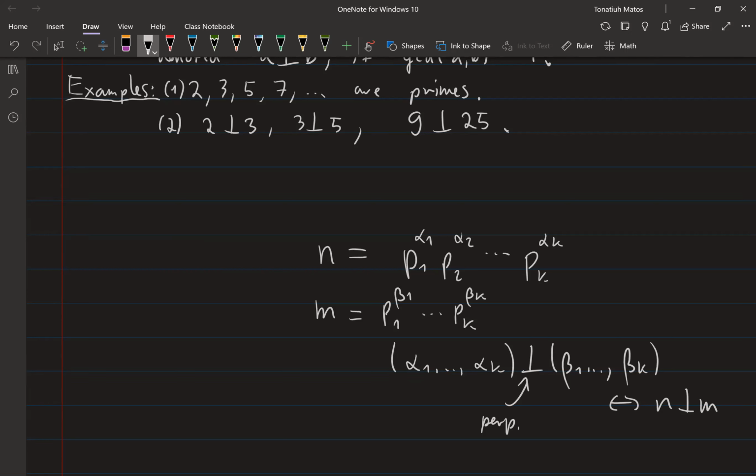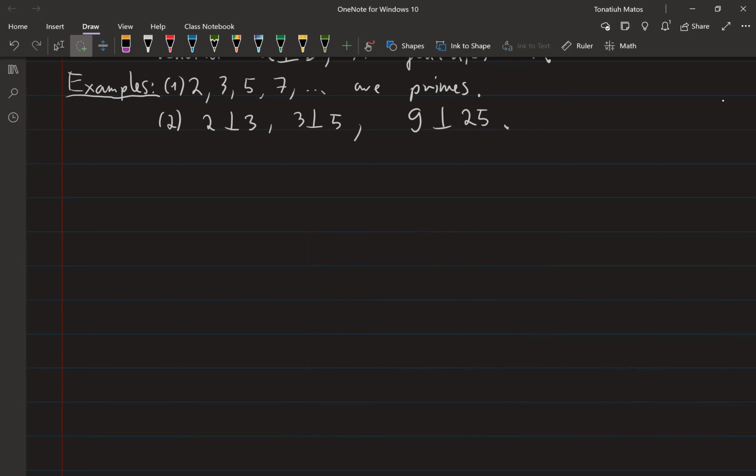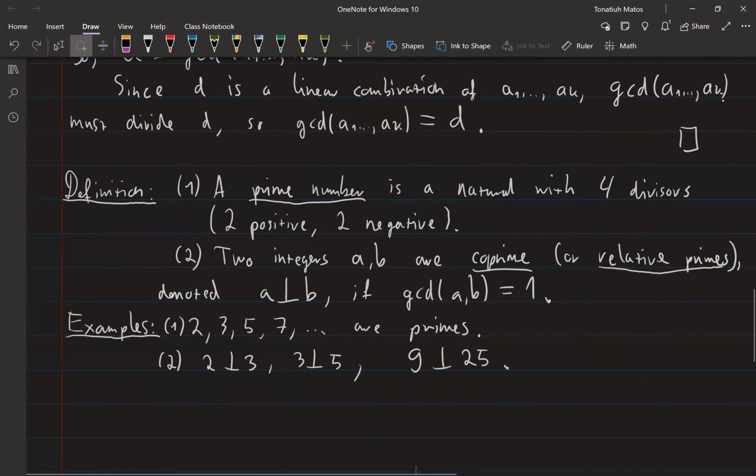This is not too important. I don't think we will ever use this in this course, but in case you were curious, that's one way to justify why you can interpret coprimality as a sort of perpendicularity in some vector space that's naturally associated to this. So I will delete this, but hopefully it kind of justifies the notation. It's not that important.